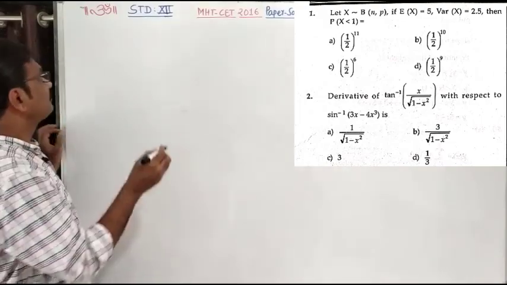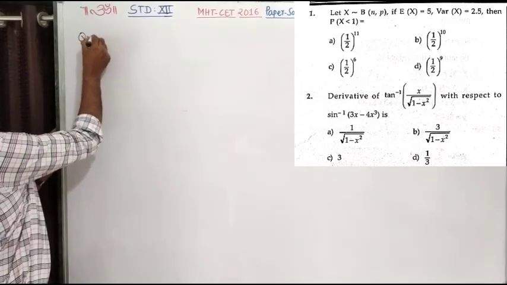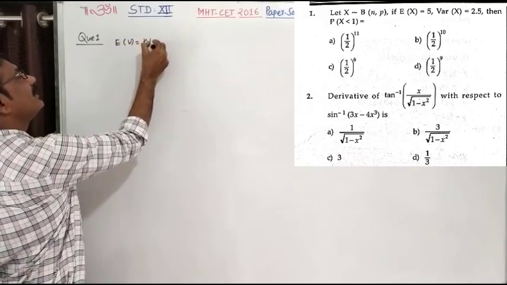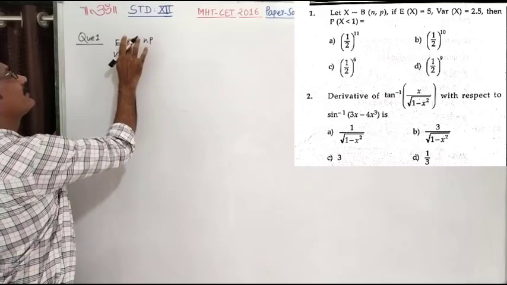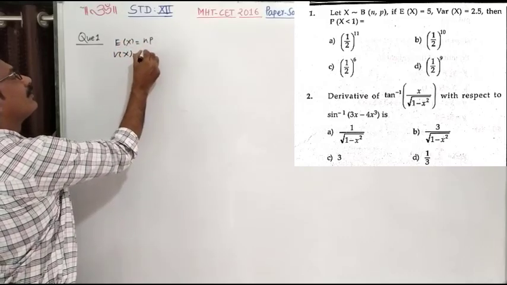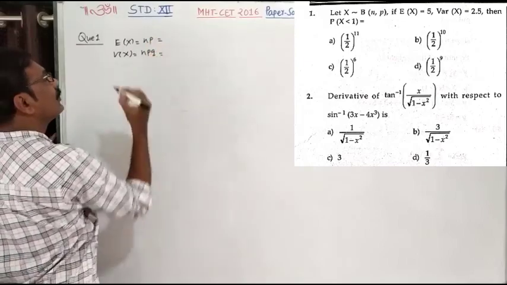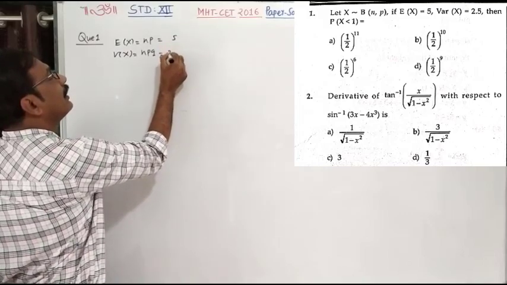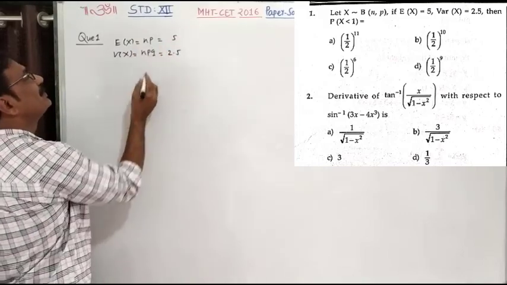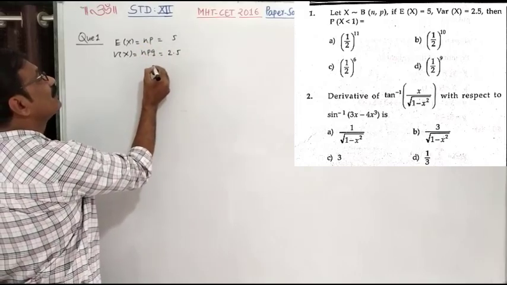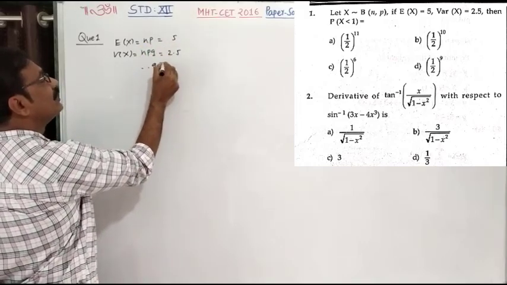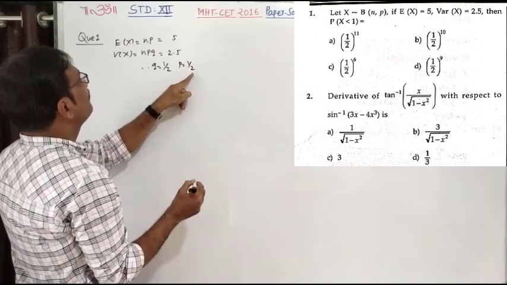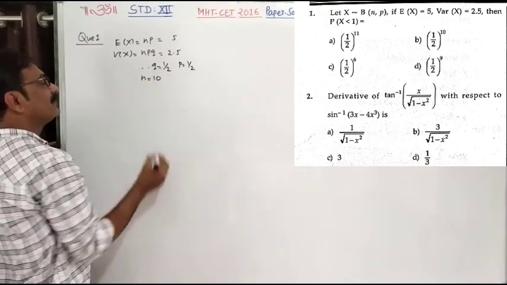So as you know, E of x and V of x. What is the E of x? It is just np. What is the V of x? It is npq. So E of x is 5 and V of x is 2.5. By dividing these two, np is cancelled, 1 upon q equals 2 upon 1. So q is this, p is also this. If you put the value of p here, your n becomes 10.